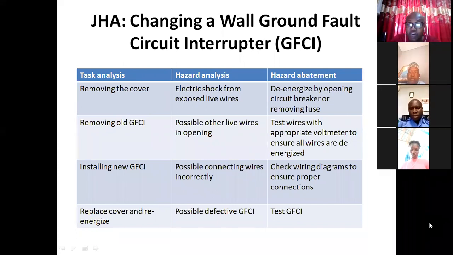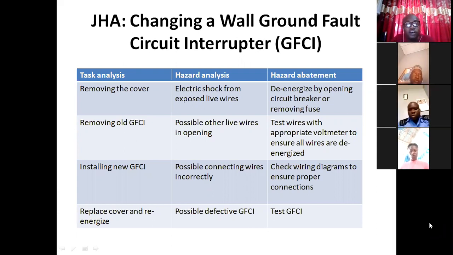So how do you control it? De-energize by opening the circuit breaker or removing the fuse. So he was able to control it by de-energizing. You go and remove it from the power source, or you remove the circuit breaker or the fuse so that current will not pass into it.